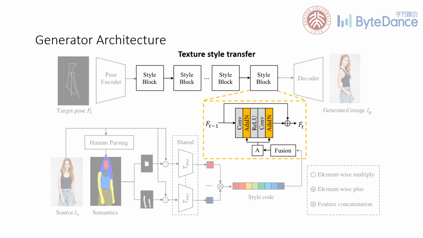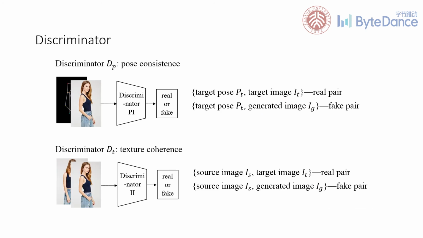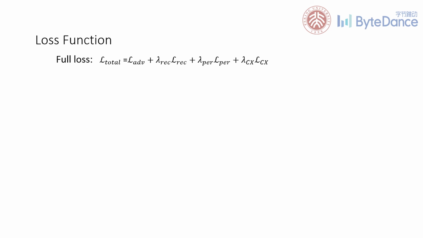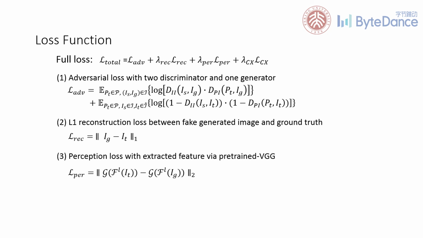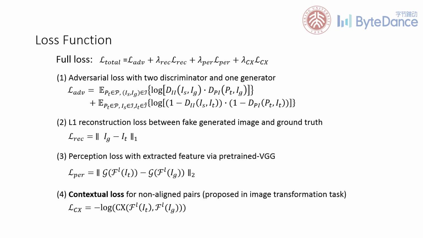Texture style transfer aims to inject the texture pattern of the source person into the feature of the target pose, acting as a connection of the two pathways. We adapt two discriminators, Dp and Dt, to guarantee pose consistency and texture coherence. Our full training loss is comprised of 4 losses. Except for the first 3 common losses, we introduce contextual loss, which is designed to measure the similarity between two non-aligned images. It is also effective in our task.